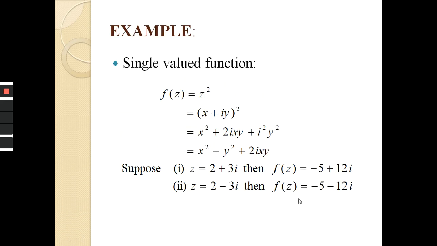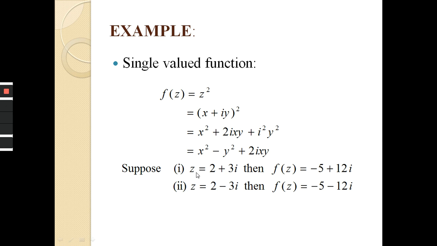Example for single valued function: f of z equal to z squared. Cartesian form of z equal to x plus iy. So z squared equal to x plus iy the whole squared. So we get f of z equal to x squared minus y squared plus 2ixy. Suppose z equal to 2 plus 3i. Here x equal to 2 and y equal to 3. Then f of z equal to minus 5 plus 12i. If z equal to 2 minus 3i, then f of z equal to minus 5 minus 12i.